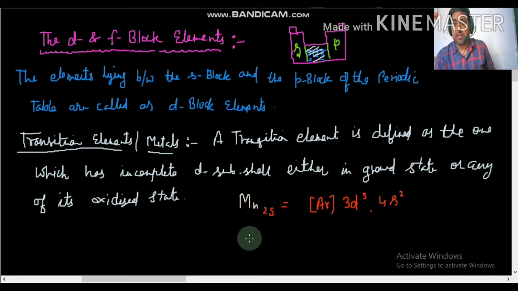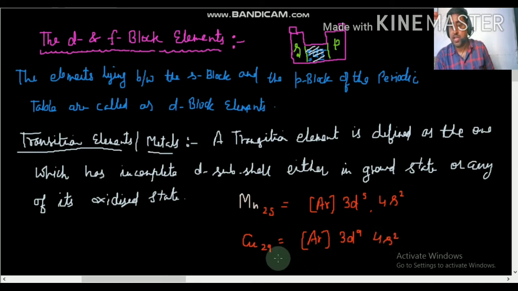Now another example of copper, atomic number 29. Up to argon 18, after that it should be 3d9 and 4s2. Up to argon 18, then 18 plus 9 is 27, and then 2 is 29. Now it should be like that. But what happens, this d9 is just short of the completely filled D subshell. It means just one electron short.